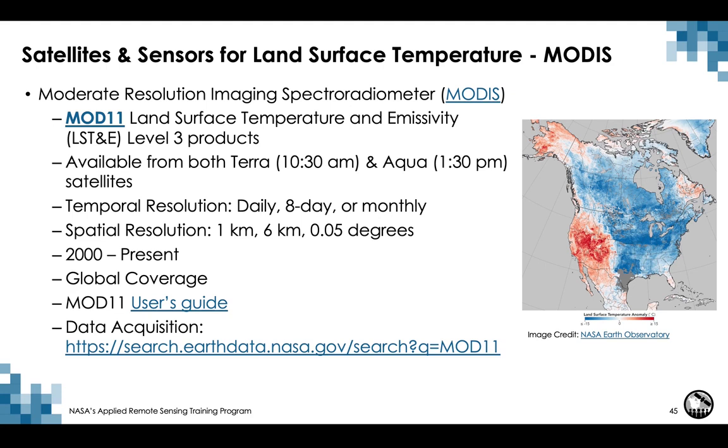The spatial resolution varies from 1 kilometer, 6 kilometers, and 0.05 degrees. Products from Terra are available from 2000 to the present, and those from the Aqua platform from 2002 to the present. Below are links provided for the MOD11 User's Guide to learn more about how the algorithms and the products were developed, as well as a link to the NASA Earthdata Search to explore the data sets and download the data.